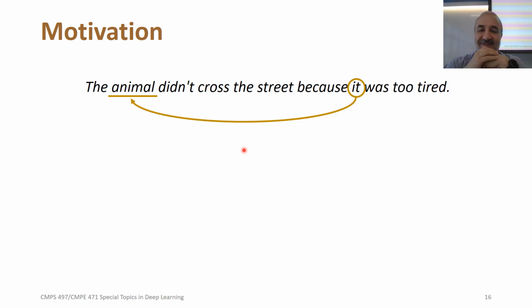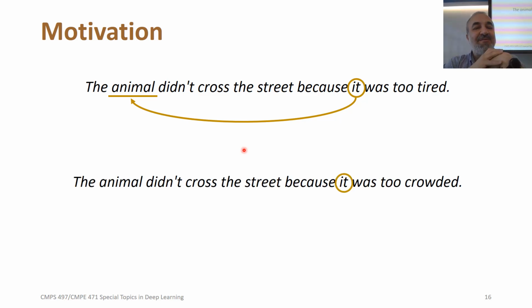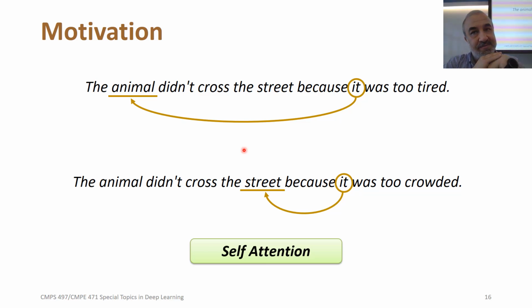How about this sentence? The animal didn't cross the street because it was too crowded. Now it's very clear that "it" refers to the street. So in that sentence, we want the representation of "it" to be similar to the representation of street. We call this concept self-attention. Each word should attend to some other words in the sentence that are related to it.